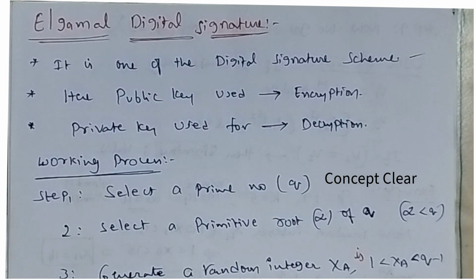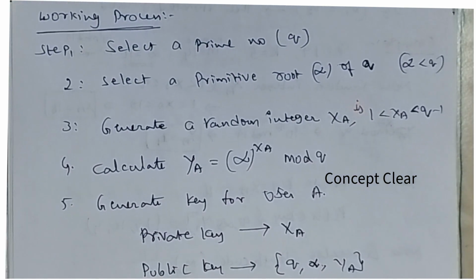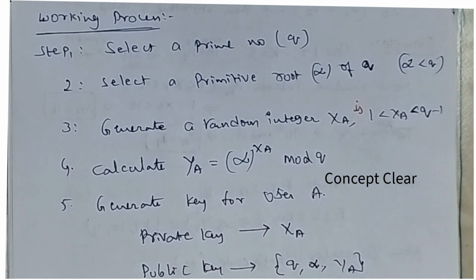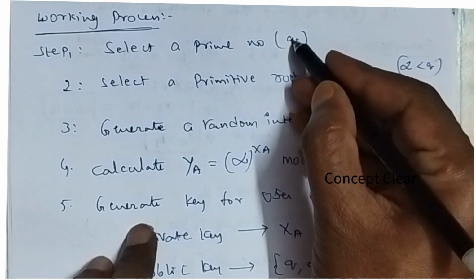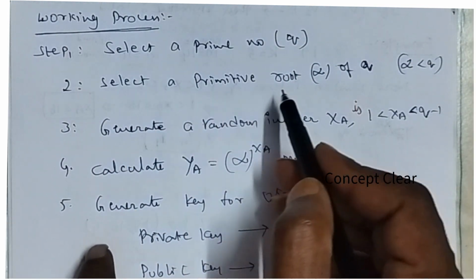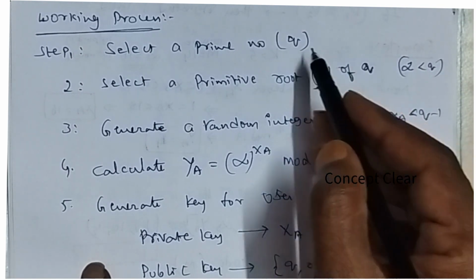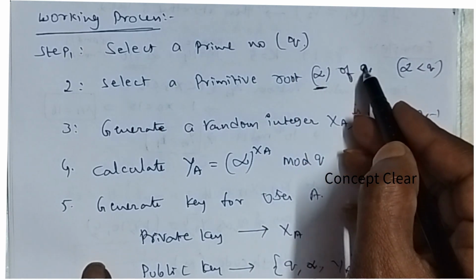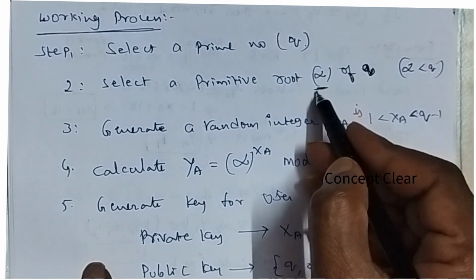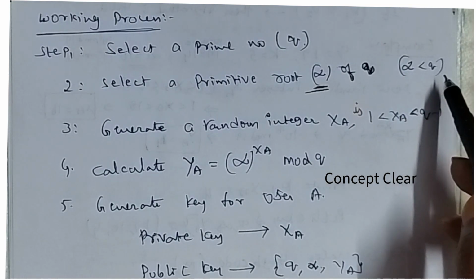Here, what is the working procedure? The working procedure will contain several steps. We will see one by one. So the first step is select a prime number. We are taking the prime number as q. The second step is select a primitive root alpha of q. Whatever prime number we are taking as q, for that q we have to take an alpha primitive root. The condition is alpha less than q always.